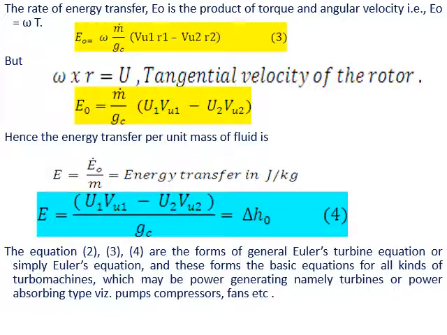Equations number 2, 3 and 4 are the different forms of the general Euler's turbine equation, or simply Euler's equation, and these form the basic equation for all kinds of turbo machines, which may be power generating, namely turbines, or power absorbing type, that is pumps, compressors, fans, etc.